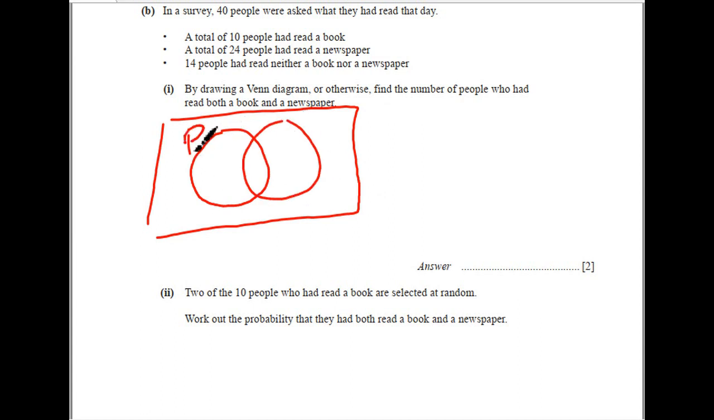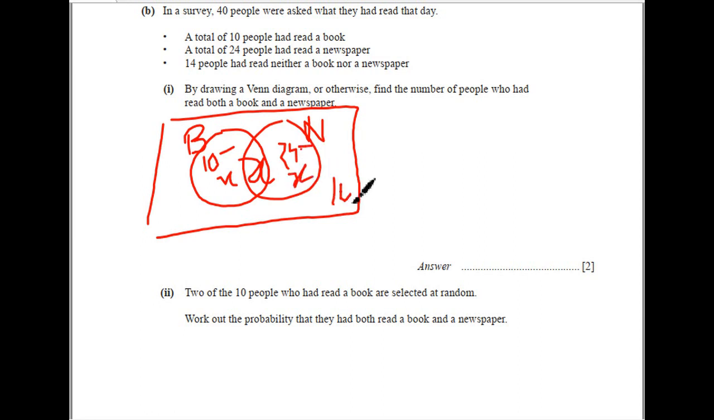let this represent the number of people who read a book, and this represents the number of people who read a newspaper. So we need to find the number of people who had read both a book and a newspaper. So we need to find this value x. Now 10 people read a book, so this will have 10 minus x. And since 24 people in whole read a newspaper, the portion at the right will have 24 minus x.